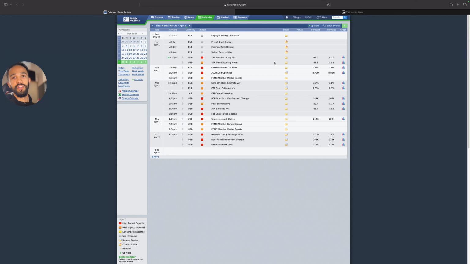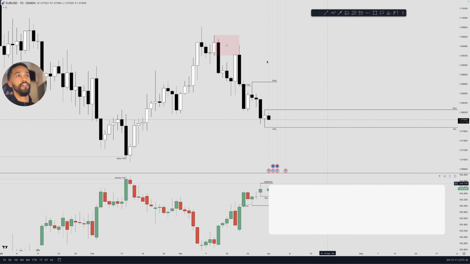So the reason I'm telling you this is because price may not move with much volatility or as expected in terms of my strategy on days like this, especially a bank holiday and high impact news. So just a heads up, but we're going to analyze the charts either way. So let's start off here on the daily.